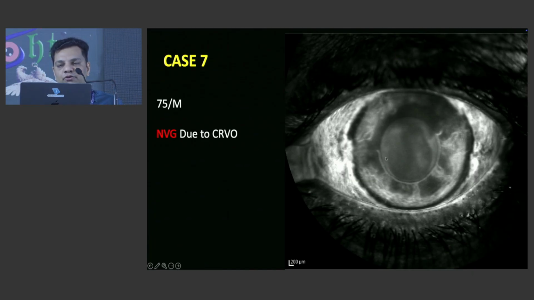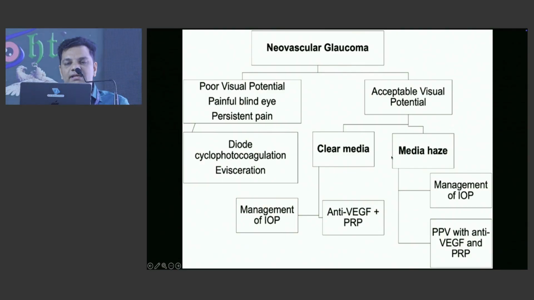You can see the new vessels at the iris over there. Now in such a case, if the view is there, then you will go and do your 3 sittings of pan-retinal laser along with an anti-VEGF injection. So I won't go much into the details of NVG because it's a totally different topic.